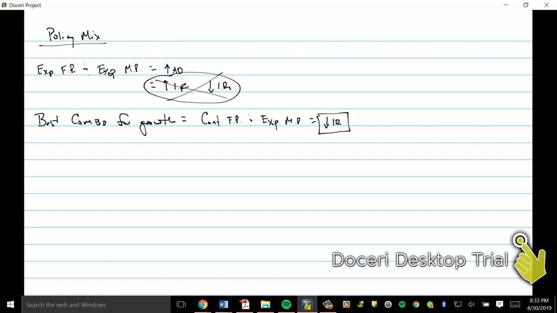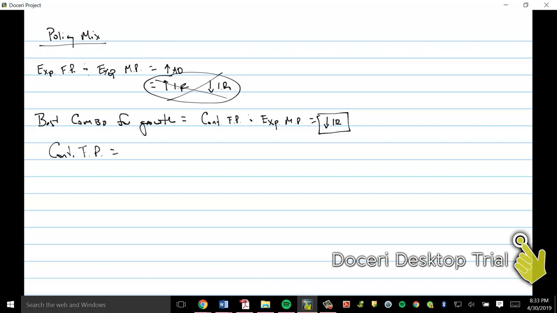Which of the following combinations could reduce a government deficit without changing aggregate demand? So, what policy is best for reducing the government deficit? It's got to be a fiscal policy, because that's the government. So it's got to be contractionary fiscal policy. Now, let's just quickly explain why this is.